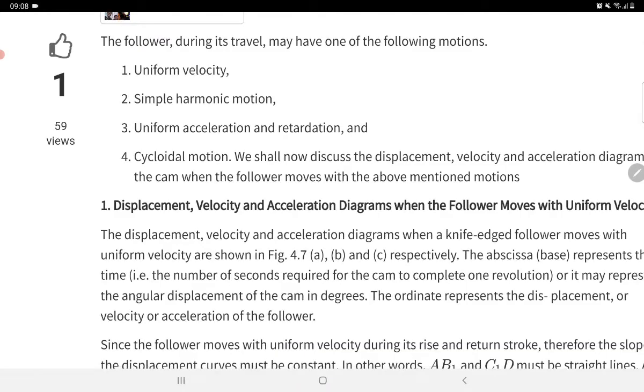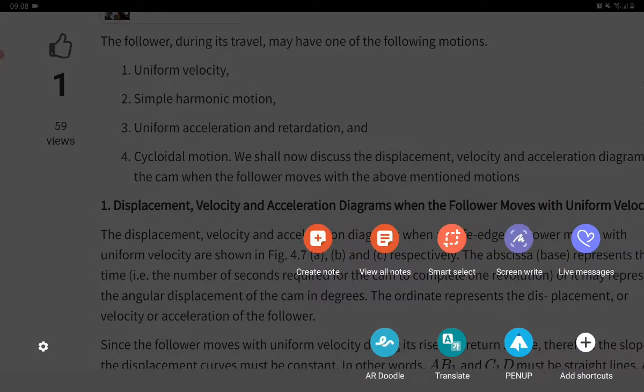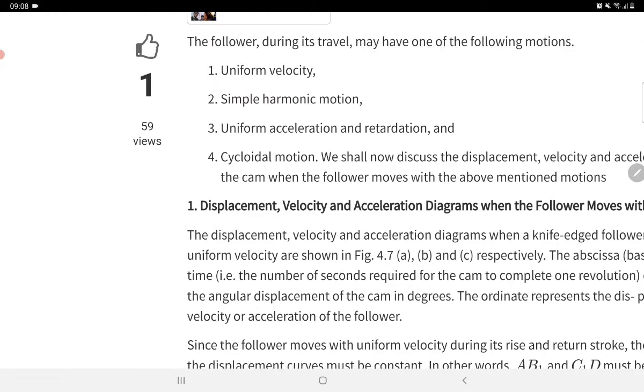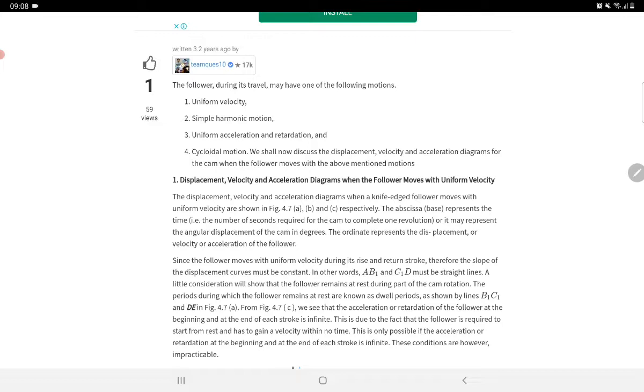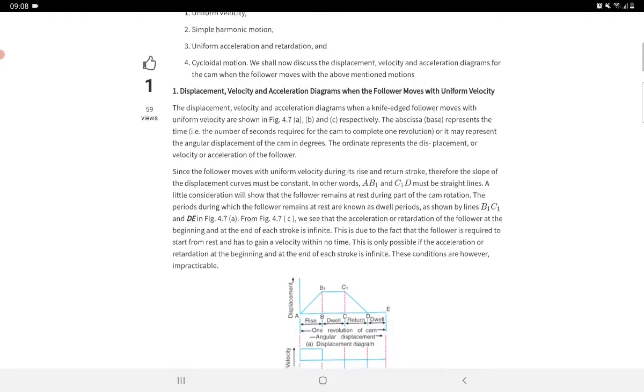Second condition is simple harmonic motion. This is the second condition. And third condition is uniform acceleration. And a fourth condition is also there, that is called cycloidal motion, but in our syllabus this condition we do not have to study. So let us understand how to plot a displacement, velocity and acceleration diagram when the follower moves with uniform velocity.